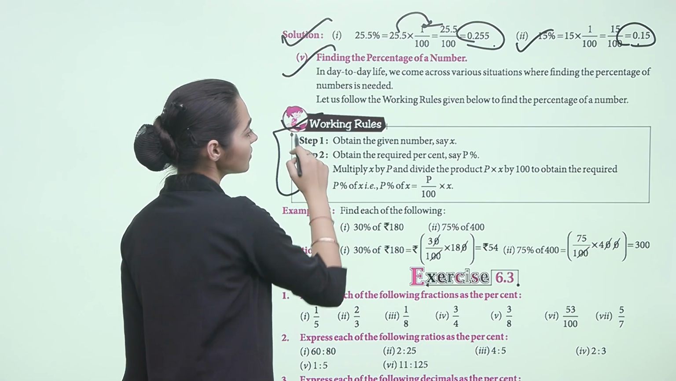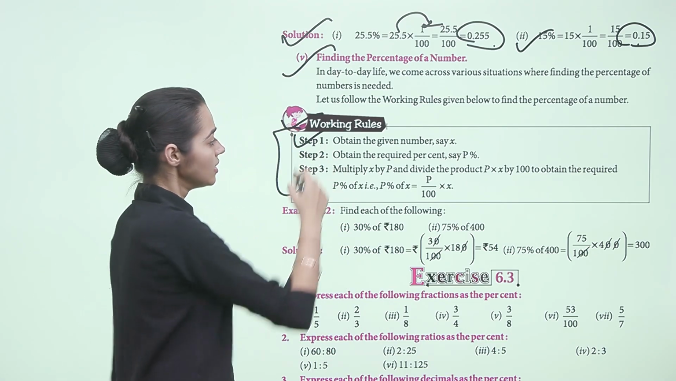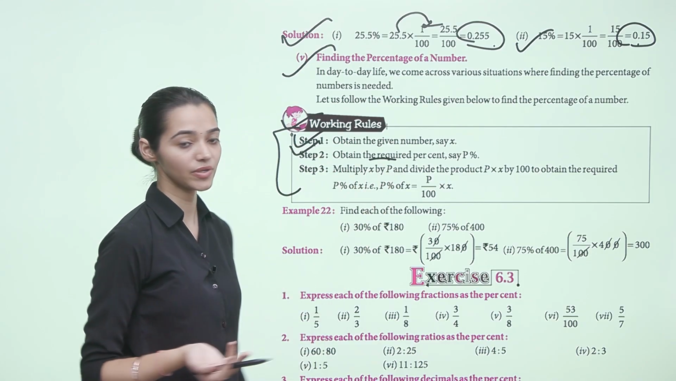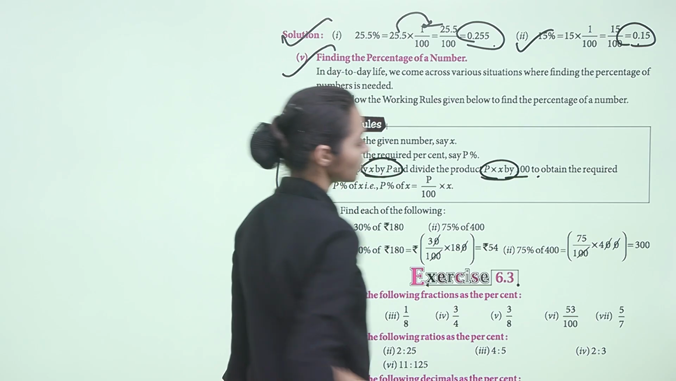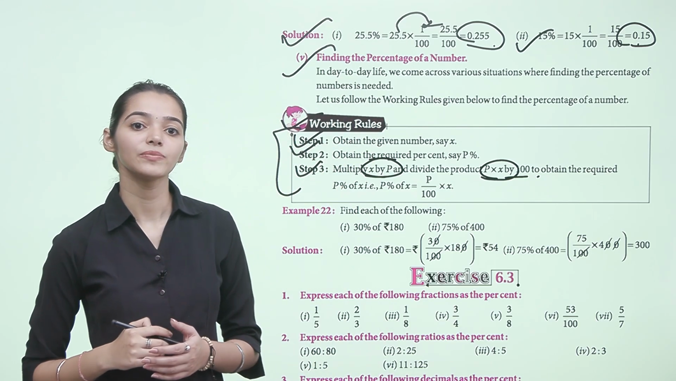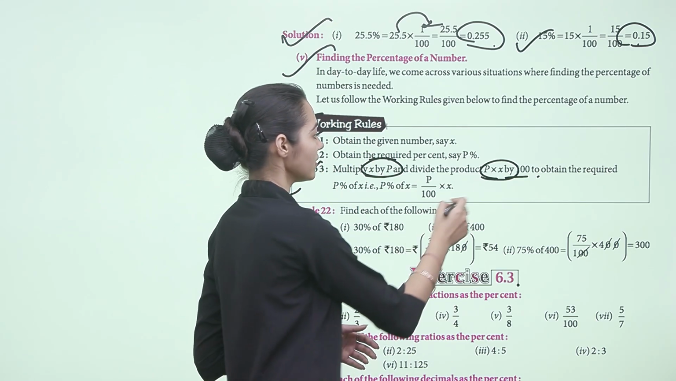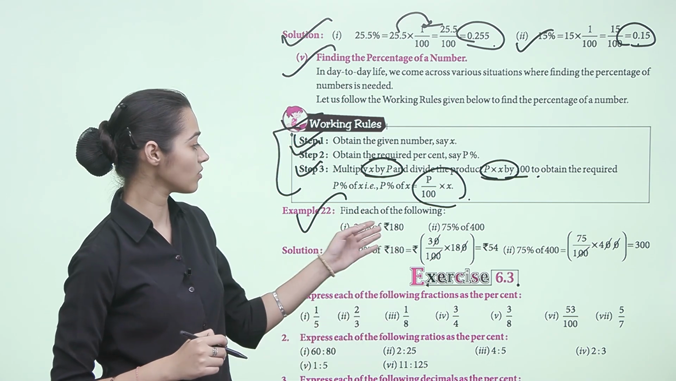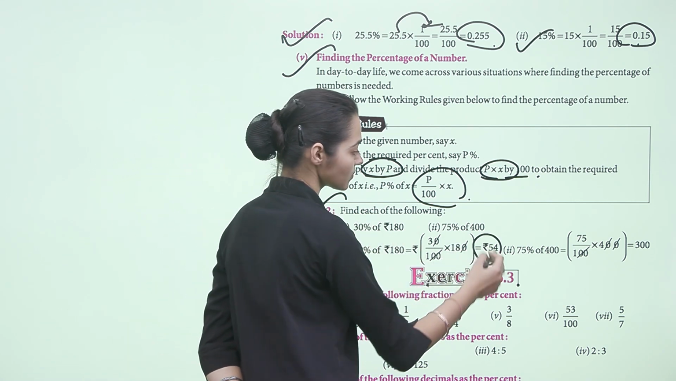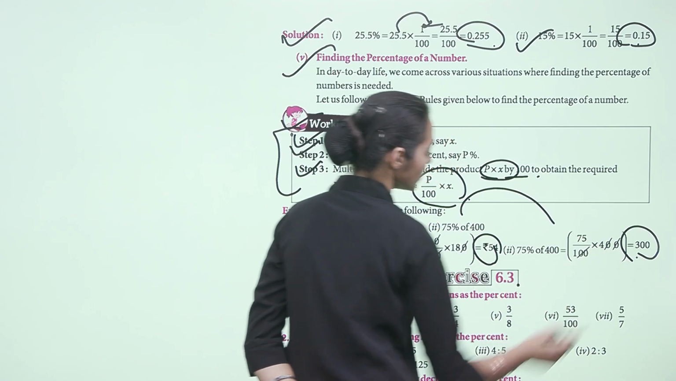The working rule is, firstly we obtain the given number, say x, then we obtain the required percentage, say p%. Then we multiply x by p and divide the product of p and x by 100 to obtain the required p% of x, that is p by 100 into x. Here we have to find these. So 30% of 180, that is 30 by 100 into 180, is rupees 54, and for this it is 300.